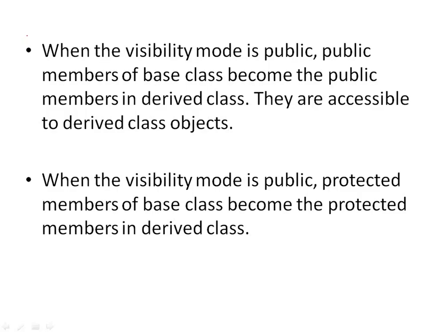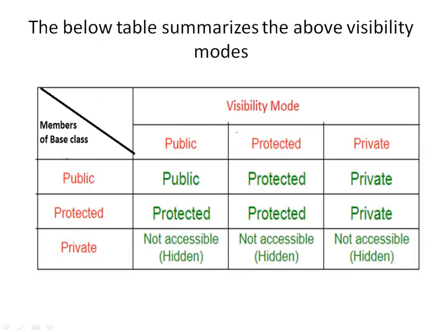Now I will be discussing the rules of visibility modes. When the visibility mode is public, the public members of the base class become public members in the derived class. They are accessible to derived class objects. Now let us jump into the table. When the visibility mode is public, the public members of base class become public members in derived class.